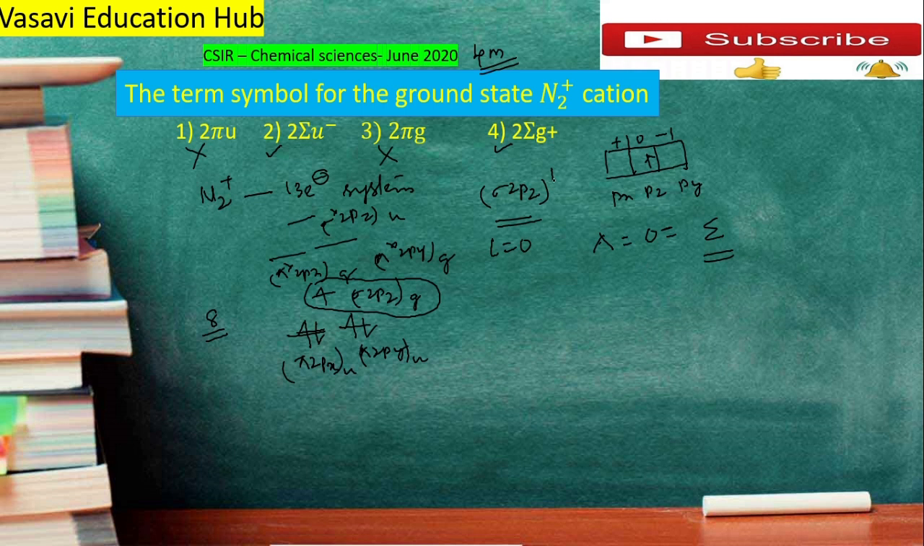Okay, right. So how many unpaired electrons do we have, students? Only one electron. Therefore S value is equal to 1 by 2. So the spin multiplicity is 2 into 1 by 2 plus 1. The half gets cancelled, so 1 plus 1 is equal to 2. Therefore the spin multiplicity is 2 and the term symbol is sigma, right?